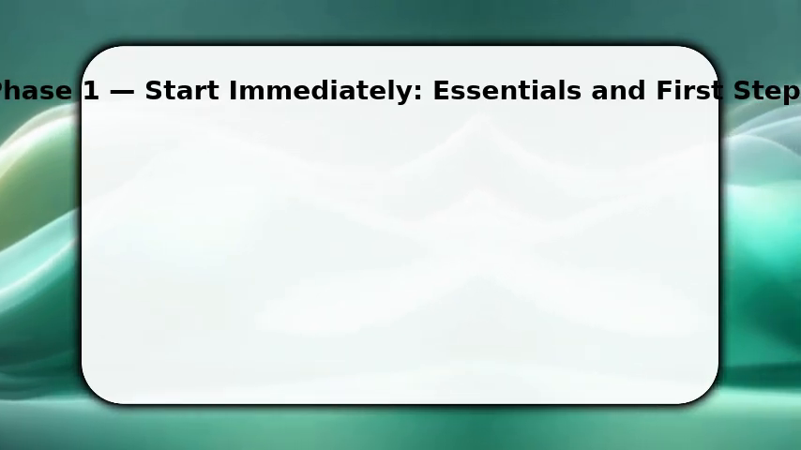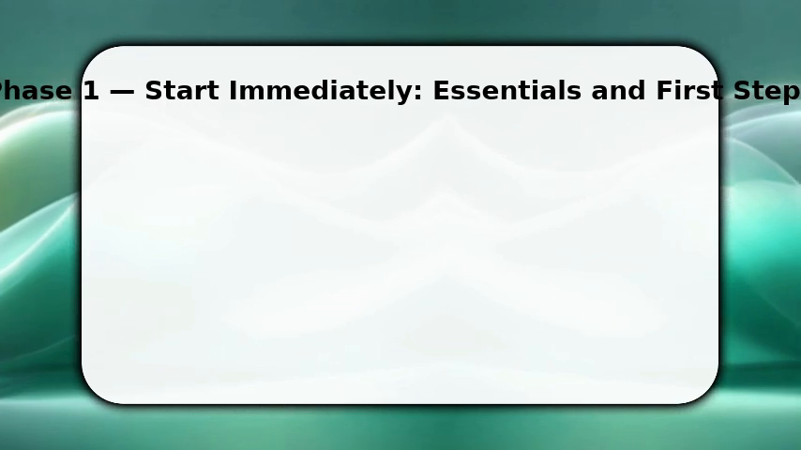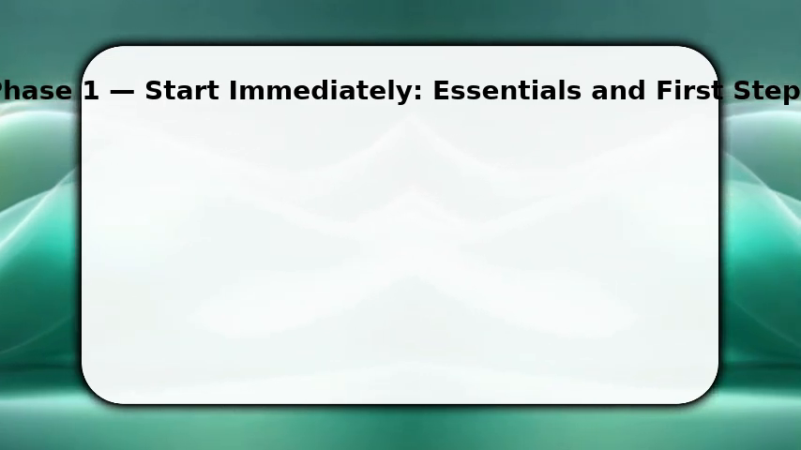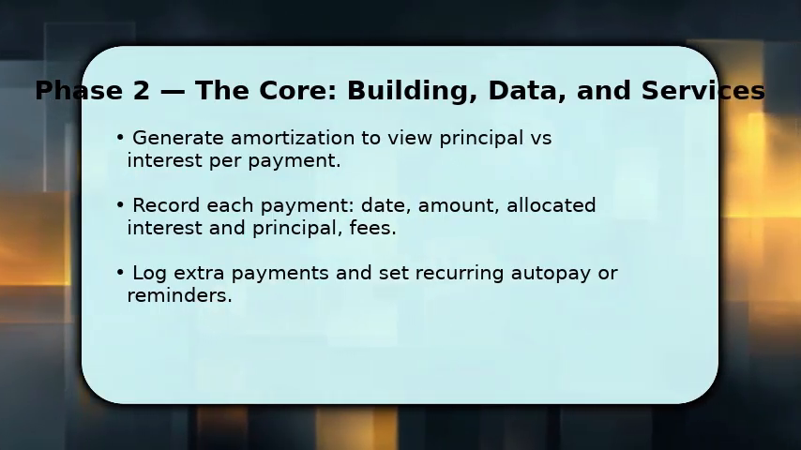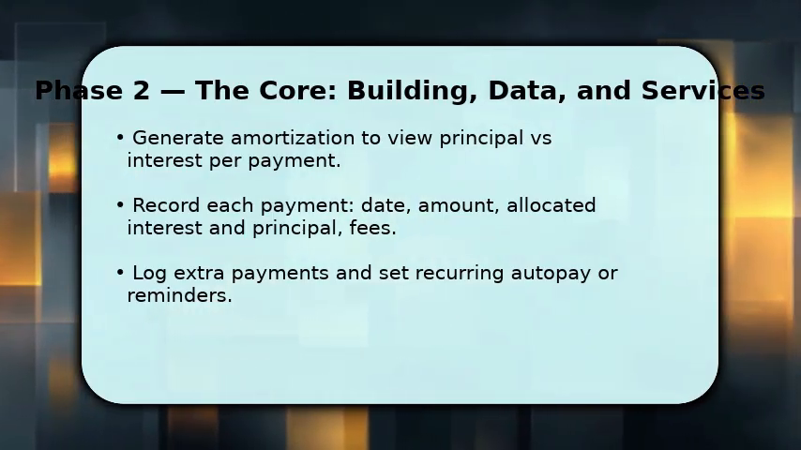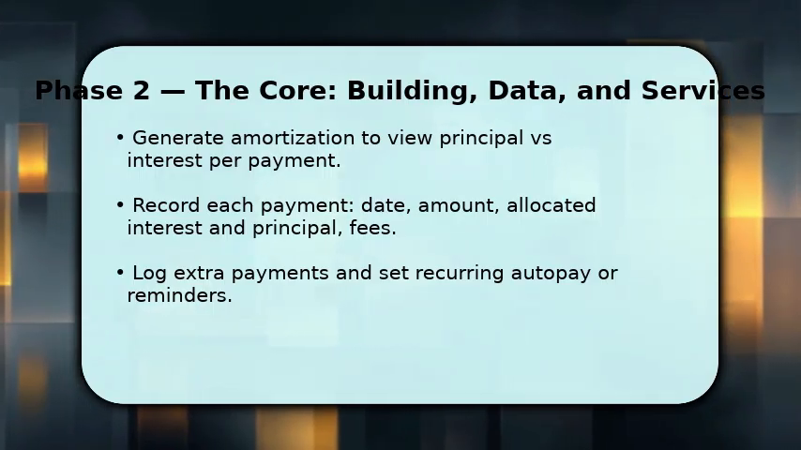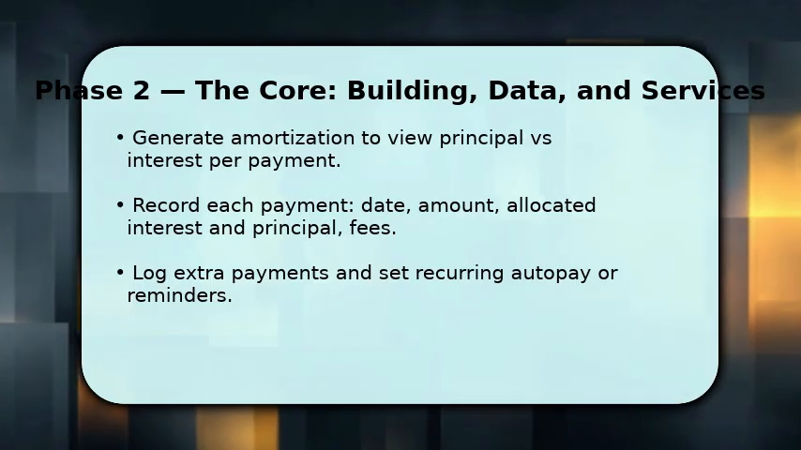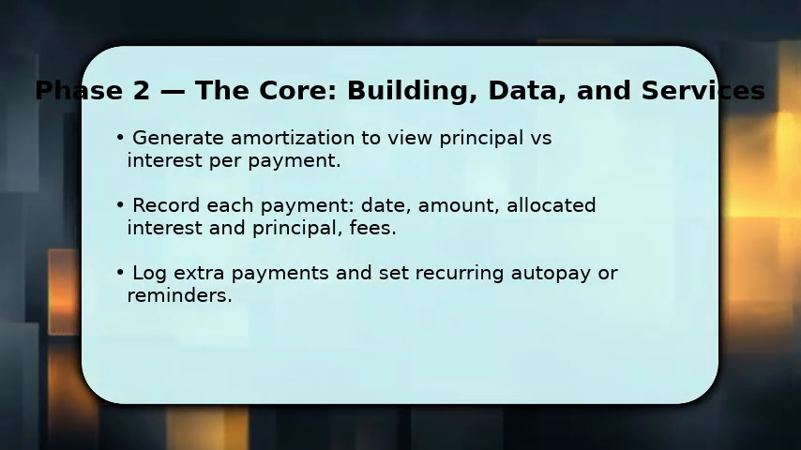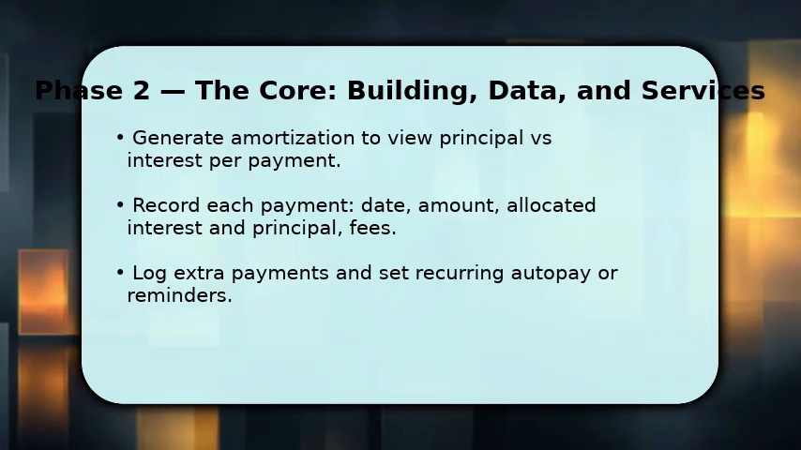Now generate the amortization schedule so you can see each payment's principal versus interest. This tells you how your balance will drop over time. As payments occur, immediately record the date and amount and categorize how much goes to interest, principal, and any fees. If you make extra payments, log them as principal reductions so the tracker recalculates.